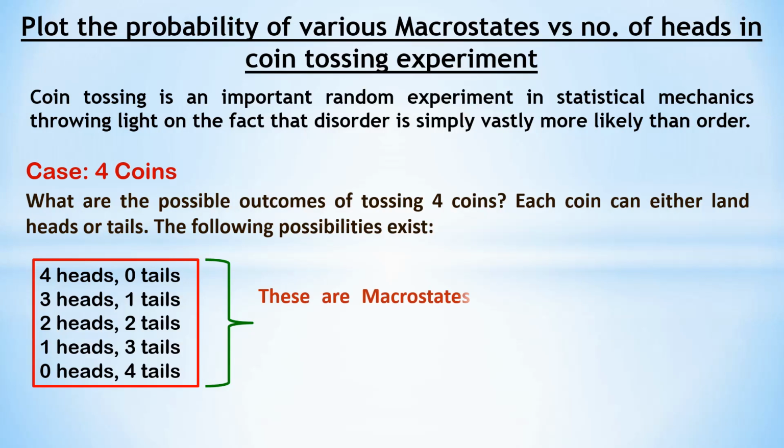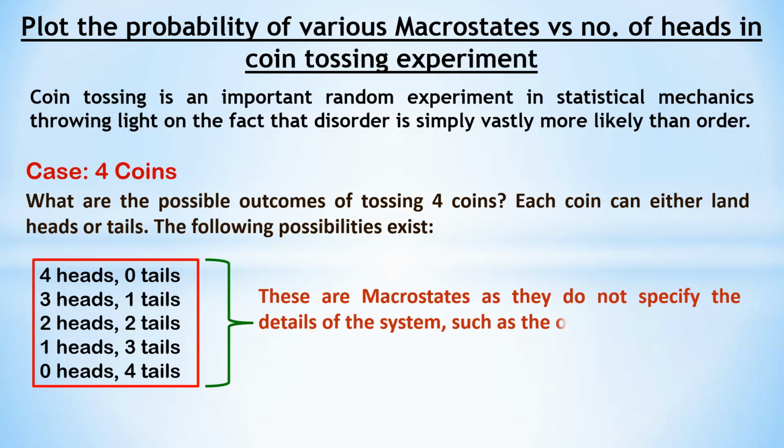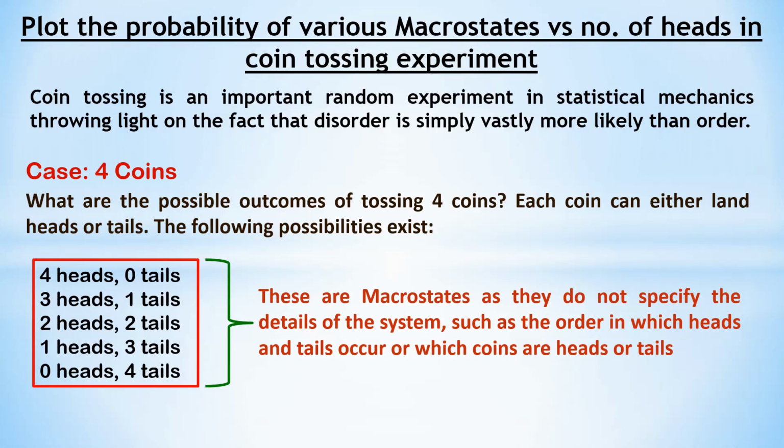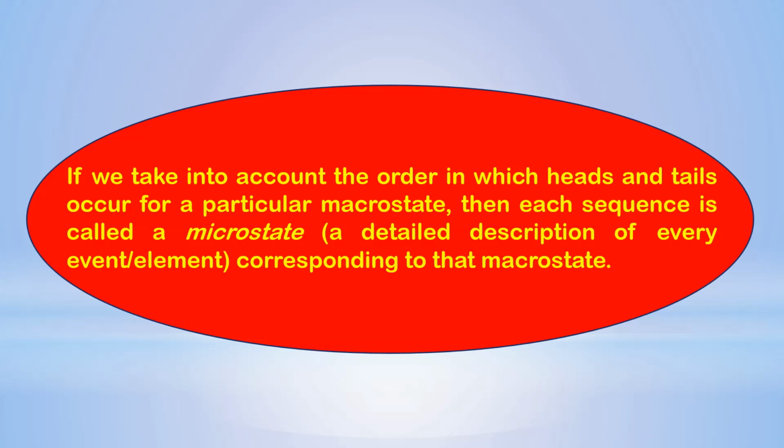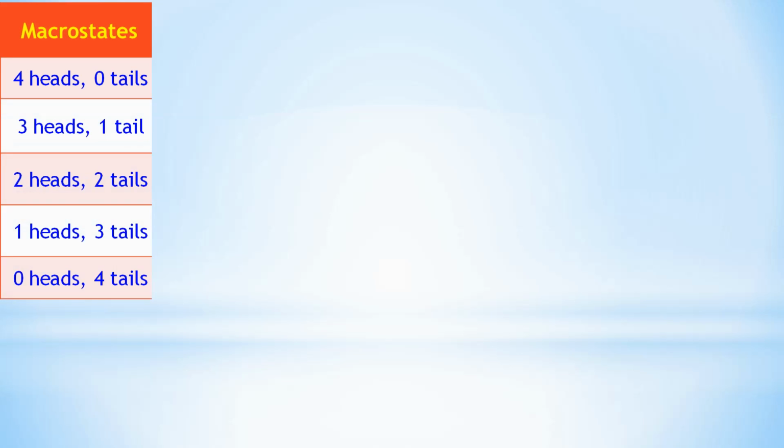These are macrostates as they do not specify the details of the system, such as the order in which heads and tails occur or which coins are heads or tails. If we take into account the order in which heads and tails occur, each sequence is called a microstate, a detailed description of every macrostate. Since we are considering the case of 4 coins, the number of macrostates will be 4 plus 1, that is 5.